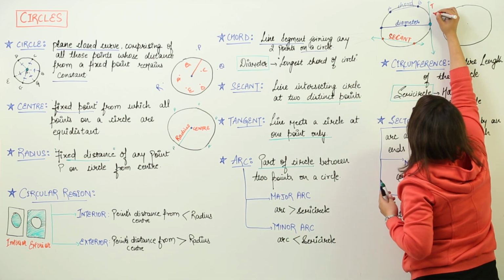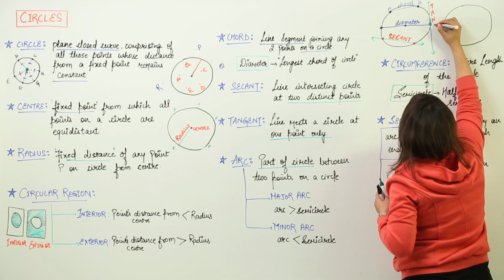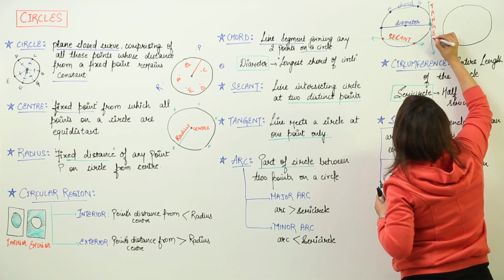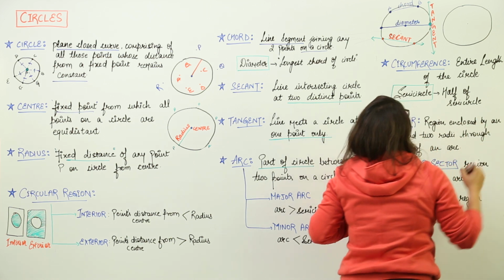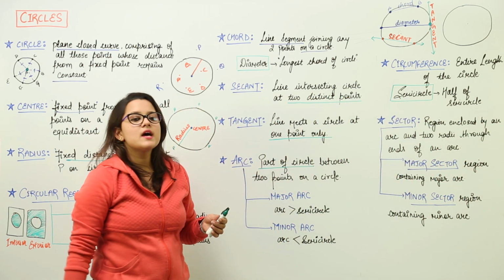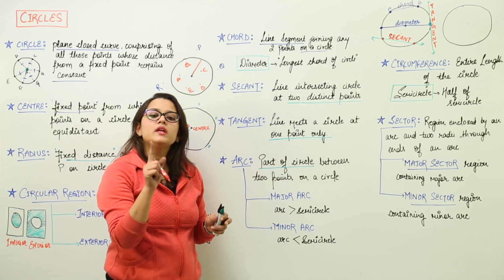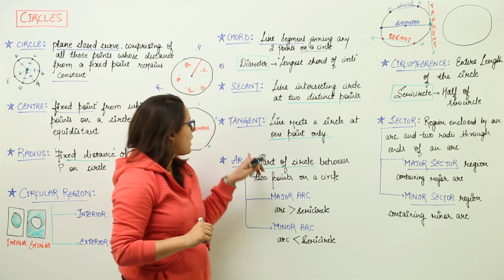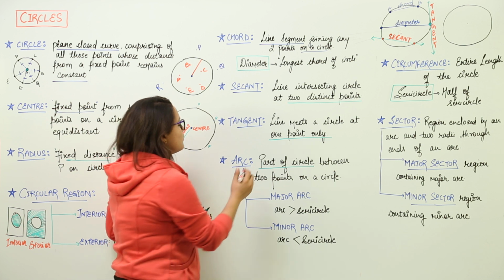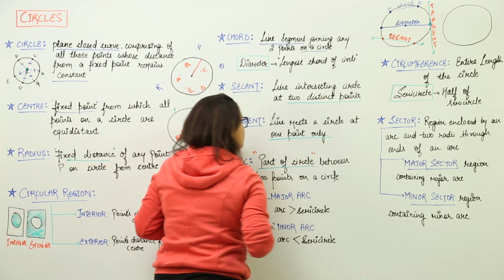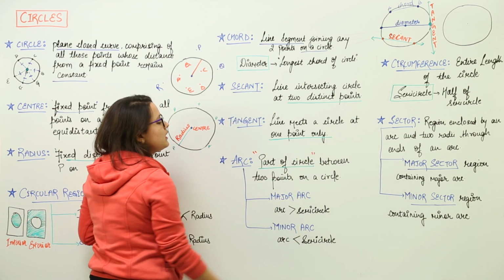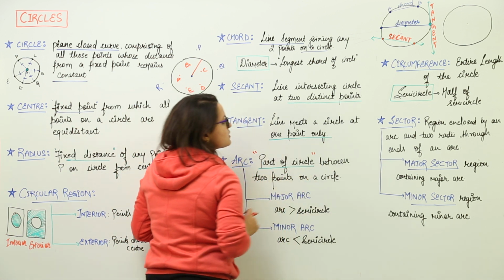So I am going to write over here tangent so that you can understand where the tangent is shown, right? So that is the tangent, as it is a line that passes through the circle touching at only 1 point. Now we have the arcs. Pay attention, arc is nothing but part of the circle between 2 points on a circle.